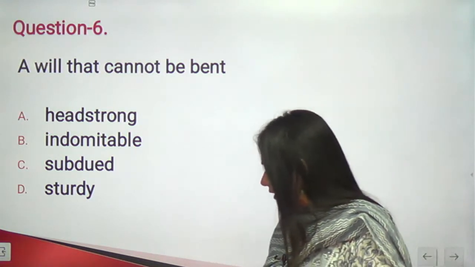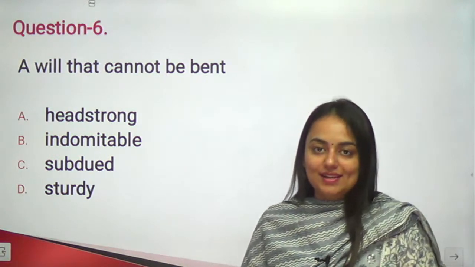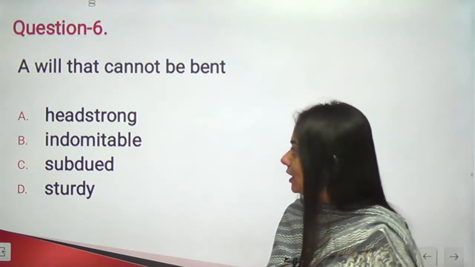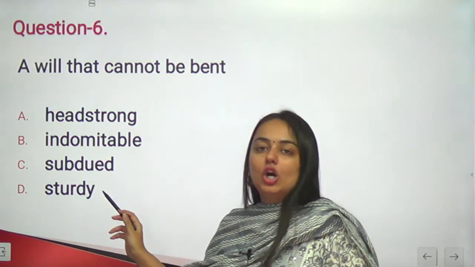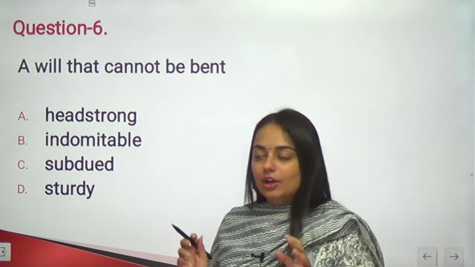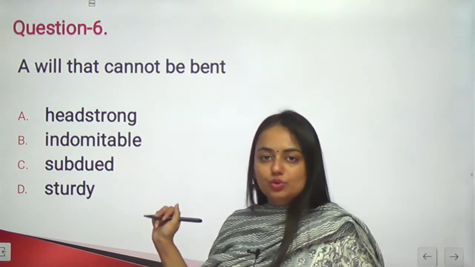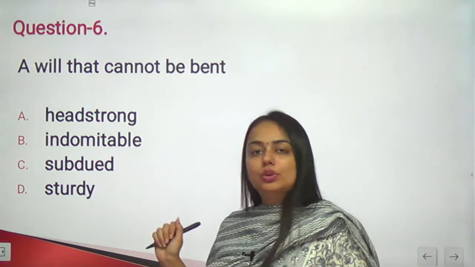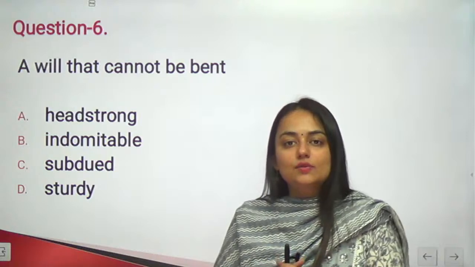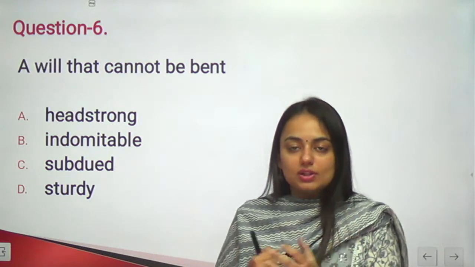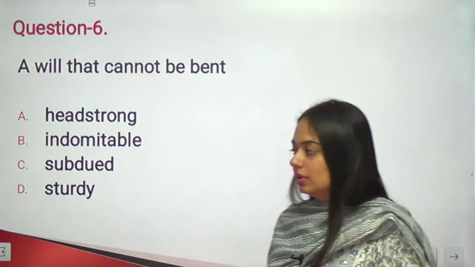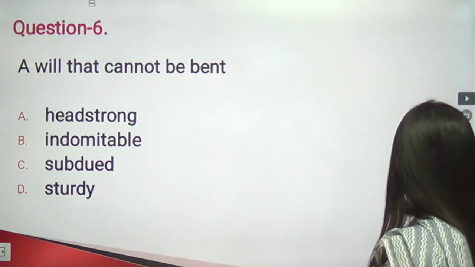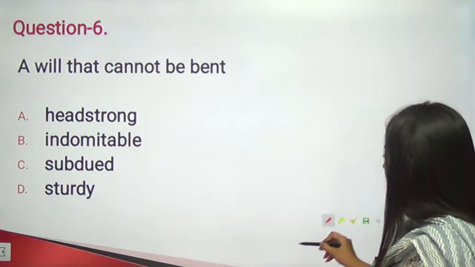So again, here we have two close contenders. Let us see if you will be able to find it out or not. Headstrong, indomitable, subdued, or sturdy. Let's say we do not know the meaning of these two words, but we at least know what subdued and sturdy are. Sturdy is very robust and strong, you can say, physically. Subdued is overpowered, something that has been defeated or overpowered.